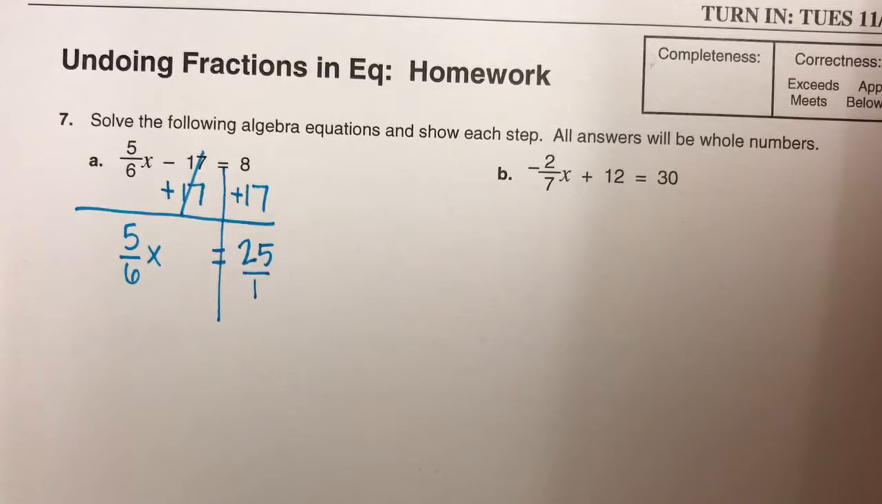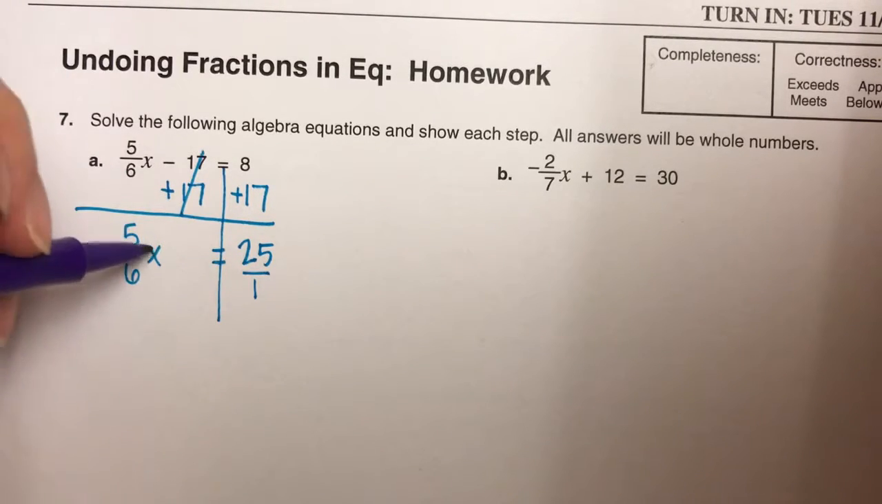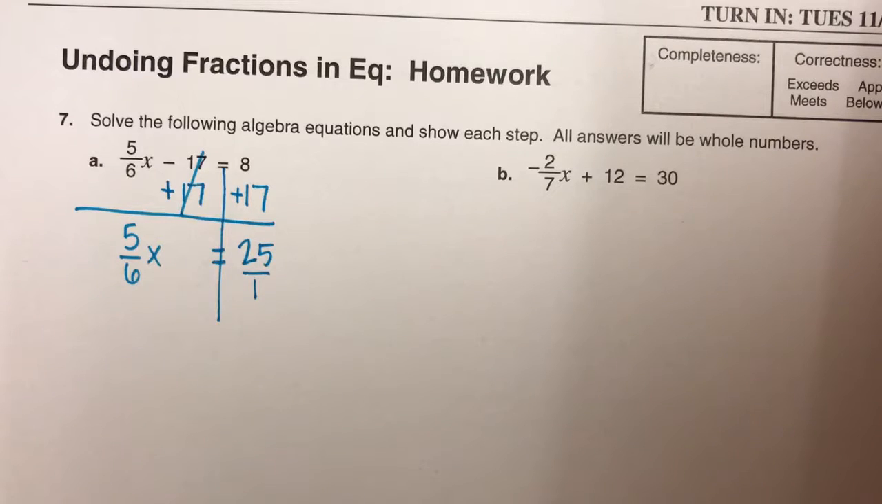So looking at this, we have to get rid of 5 sixths x. So this is 5 sixths times x, and usually we're thinking, okay, if we're multiplying something, the way to undo it is to divide. But we know from 7th grade math that dividing by a fraction is the same thing as multiplying by the reciprocal. The reciprocal is when the numerator and the denominator switch. So we would have 6/5 would be the reciprocal here.